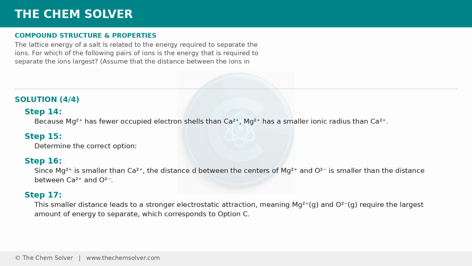Determine the correct option. Since Mg to the power 2 plus is smaller than Ca to the power 2 plus, the distance D between the centers of Mg to the power 2 plus and O to the power 2 minus is smaller than the distance between Ca to the power 2 plus and O to the power 2 minus. This smaller distance leads to a stronger electrostatic attraction, meaning Mg to the power 2 plus and O to the power 2 minus require the largest amount of energy to separate, which corresponds to option C.